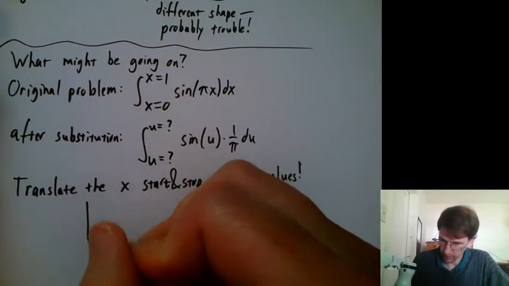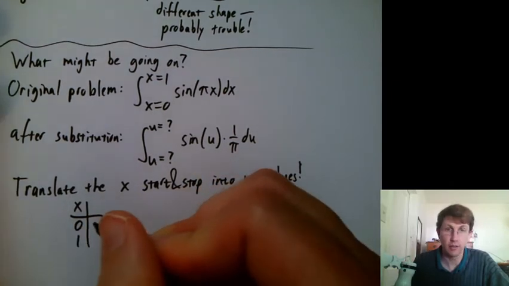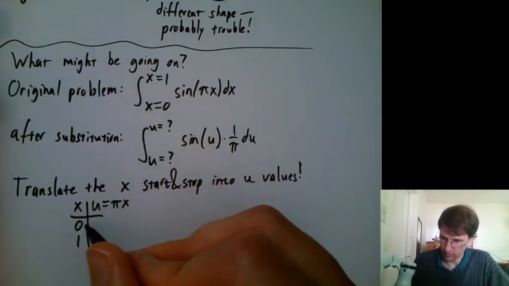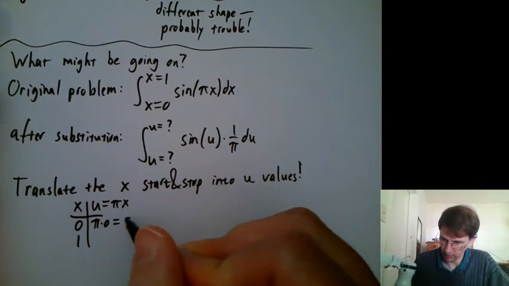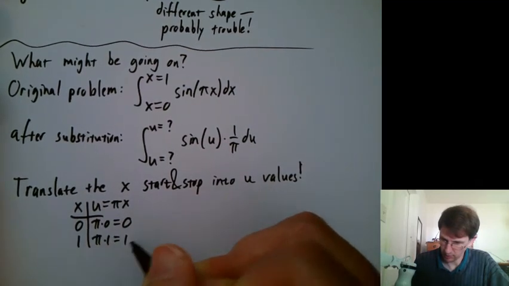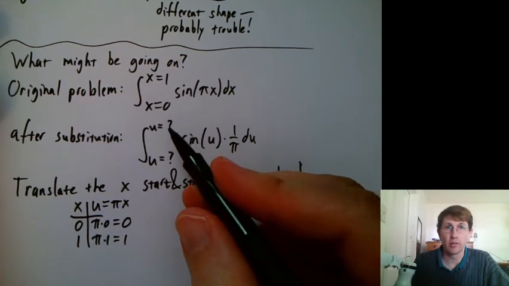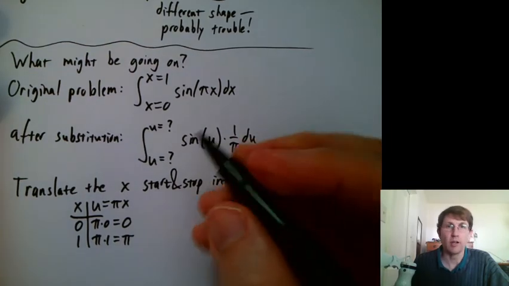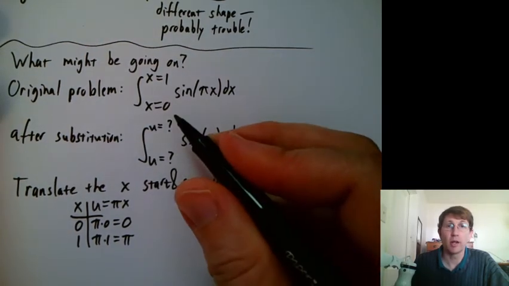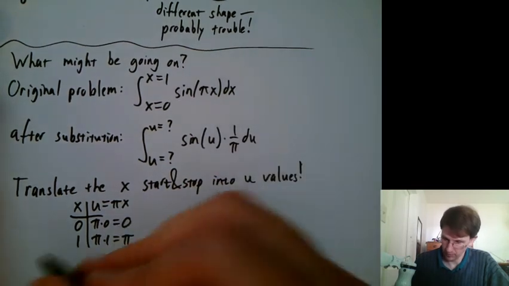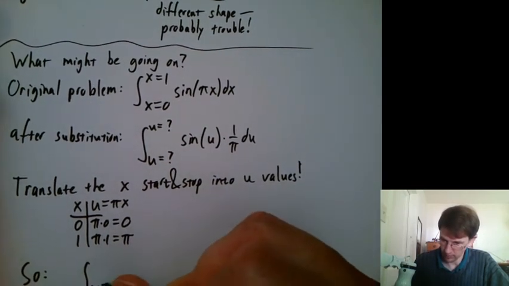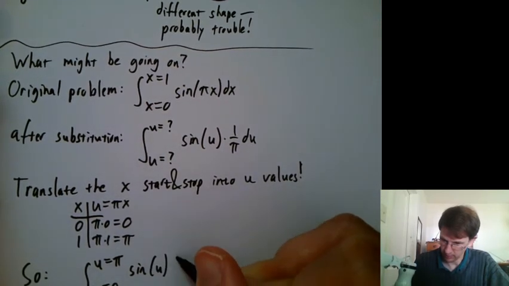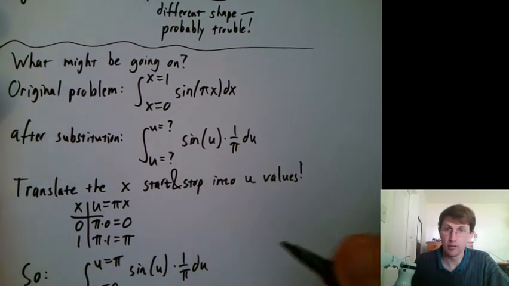So it's nice to make a little table that says when x is 0 and 1, what is u? Well, u is pi x. What is pi times 0? That's 0. Pi times 1, that's pi. So when I write this integral, I should really write u equals 0 to u equals pi, not 0 to 1. So I should go from u equals 0 to u equals pi of sine of u times 1 over pi du.